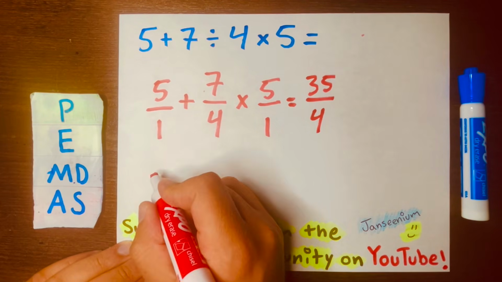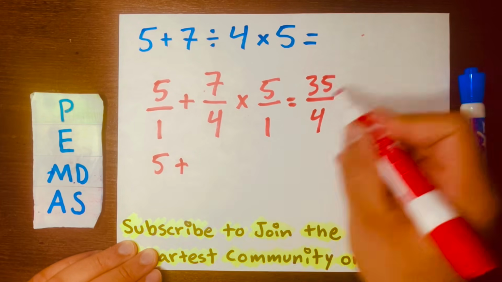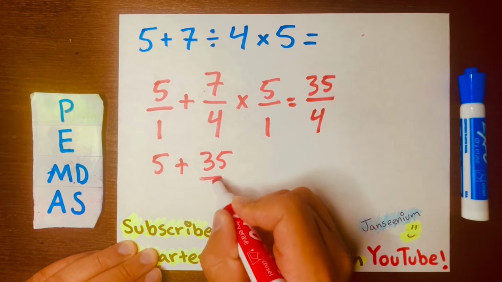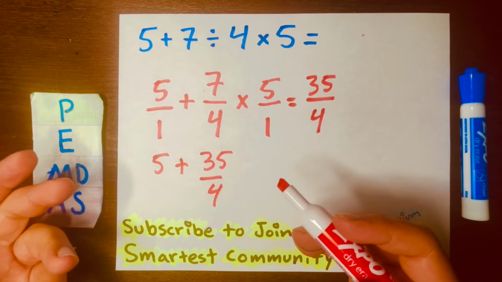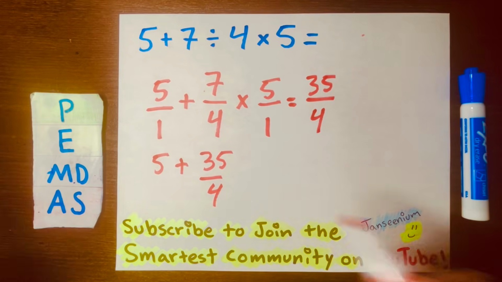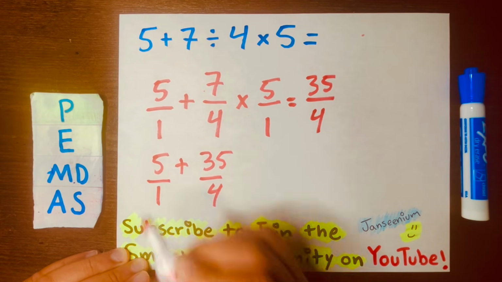Next, you drop the 5 plus, and check this out. Some people do this. So they'll bring the 35 over 4, and then they'll say 5 plus 35 over 4 is the answer. 535 over 4. And that is wrong. That's why I turned this 5 into a fraction.